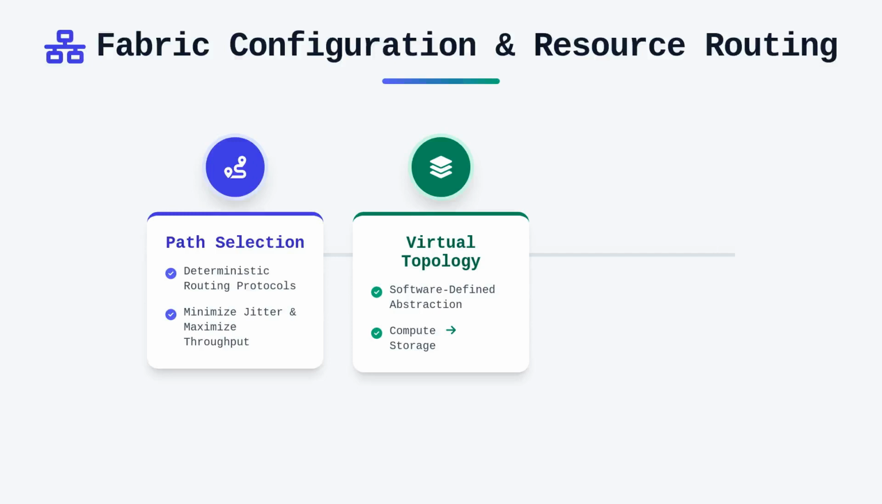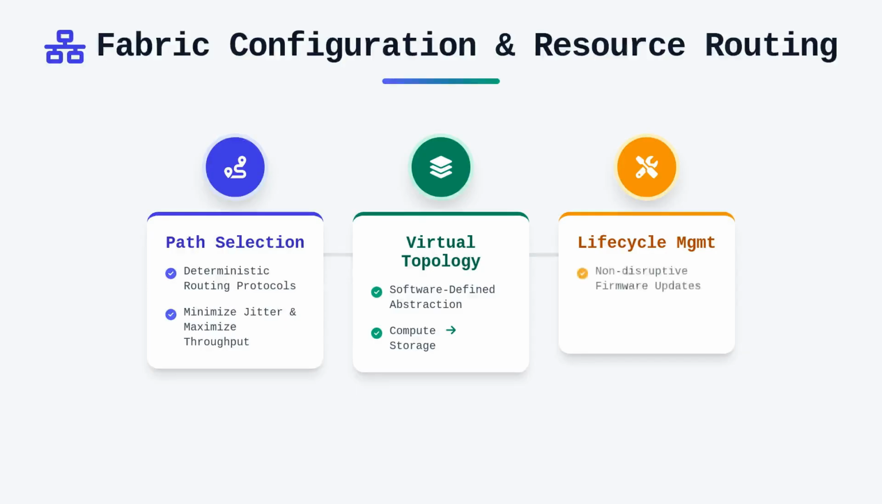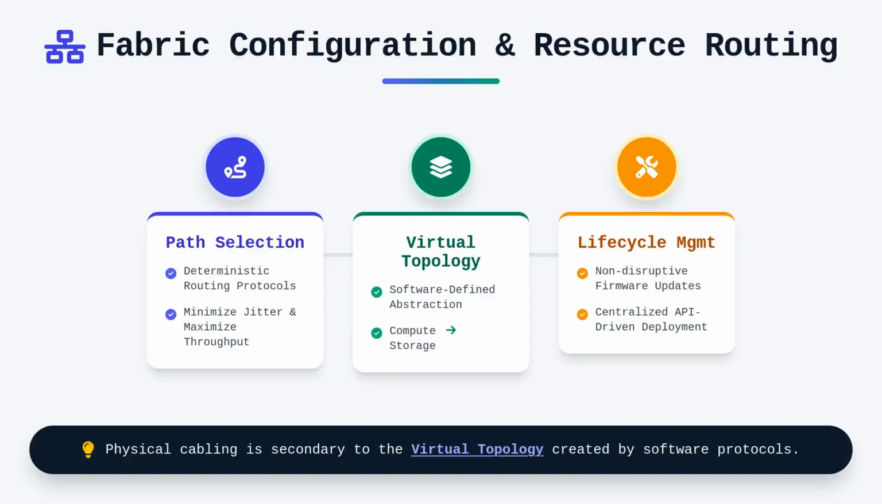You should think of this as an abstraction layer where the physical cabling is secondary to the virtual topology created by software-defined protocols. During the implementation phase, you are expected to manage lifecycle operations, which include updating firmware across the fabric without disrupting stateful connections. This requires a deep comprehension of how API utilization facilitates the automated deployment of these complex network states from a centralized management console.